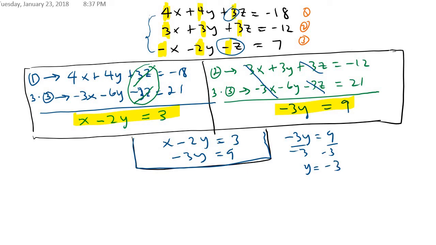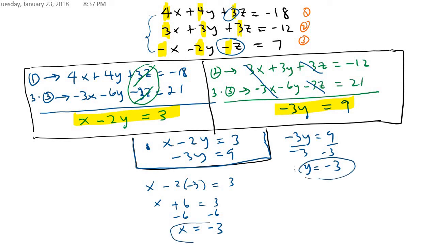Now we can plug in this negative 3 into this other equation right here. So we can just go ahead and do x minus 2 times negative 3 equals 3. X minus, no, will be plus 6 equals 3. If you subtract 6 from both sides, x will be negative 3. So far so good. We're almost done. We've got the value for y. We got the value for x.